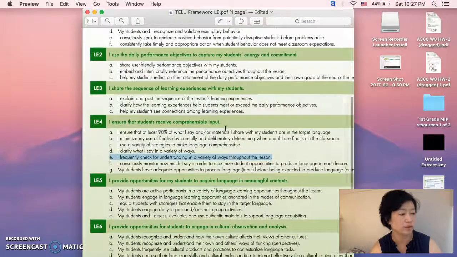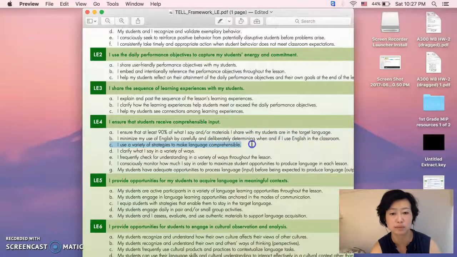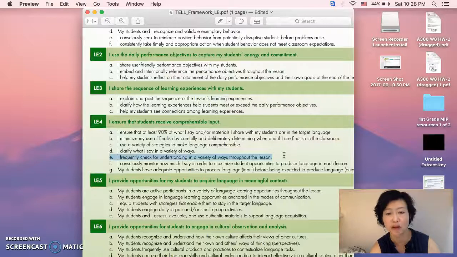So I used LE4C, which is here. I use a variety of strategies to make language comprehensible, and I also used LE4E. I frequently check for understanding in a variety of ways throughout the lesson.